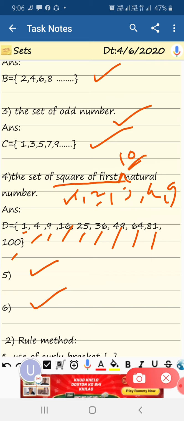Like the set of whole numbers you may write, or many examples you can write. Set of vowels you can write, or the set of colors of the rainbow, like that. You can write any two examples here.